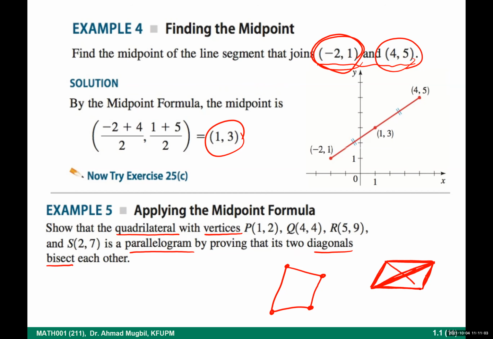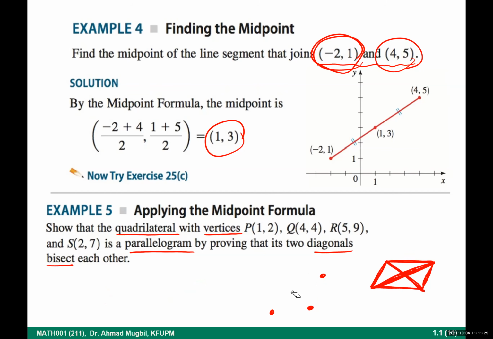This is another diagonal. Its two diagonals bisect each other. What do we mean by bisect? Not cross. These two lines are crossing each other, but they are not bisecting each other. Bisecting means dividing each other into two equal parts. So this part will be the same as this part, and this part will be the same as this part. This is the meaning of bisect each other.